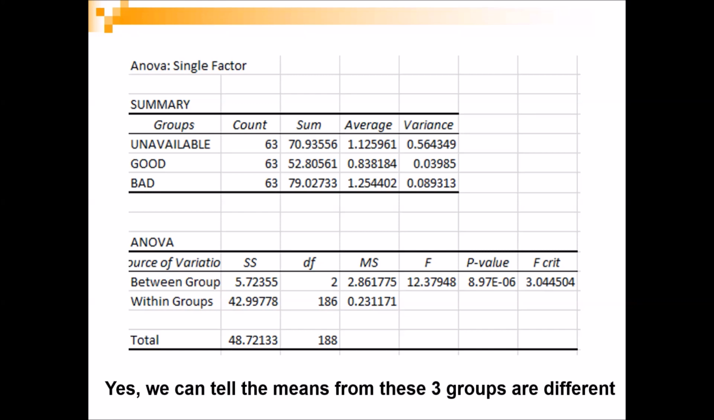So for the unavailable, the good, the bad, the p-value, what is this? 8.97 e negative 6. What is this thing Excel gave me? Is this a really high number or a really low number? Very low. What does 10 to the negative 6 mean? Yes, 1 over 10 to the 6th, which is 1 millionth, right? Yes, 1 millionth. Okay, so 8.97 millionths. That's the p-value. Really, really, really small. We could go from 1 all the way down to past here.